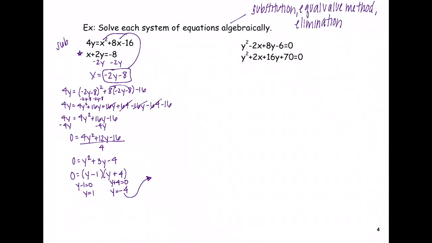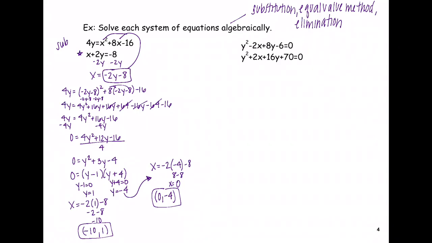The easiest equation to plug this into is x equals negative 2y minus 8. We now know y is negative 4. Negative 2 times negative 4 is positive 8, minus 8 is 0. So when x equals 0, y equals negative 4 is one of our solutions. When we plug 1 in, x is equal to negative 2 times 1 minus 8. Negative 2 minus 8 gives us negative 10. When x is equal to negative 10, y is equal to 1.